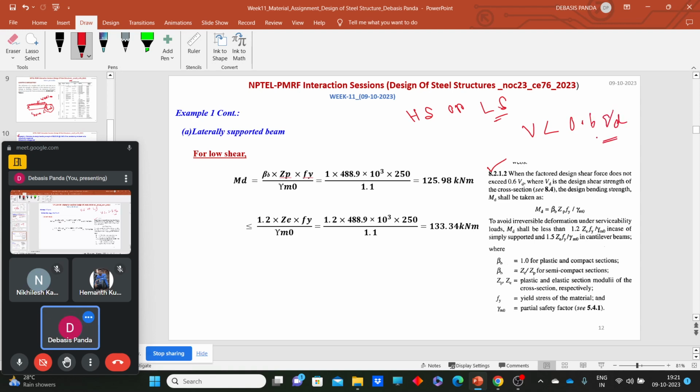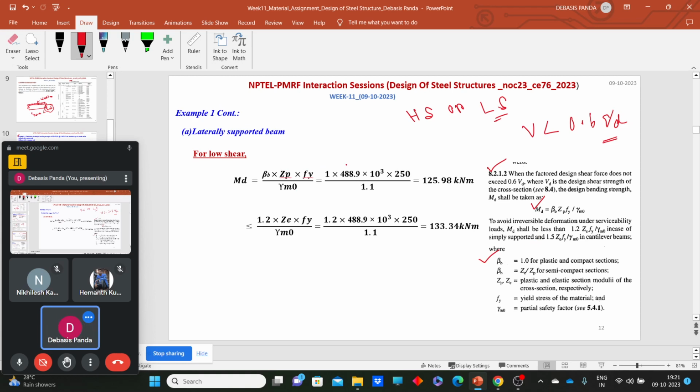So we don't need to check for this, because it is already given that the section is subjected to low shear. So how can we calculate the value? Md is equal to beta_b Zp fy by gamma m0. Now beta_b for plastic sections and compact sections is 1. For our case, we have seen that our section is a plastic section.